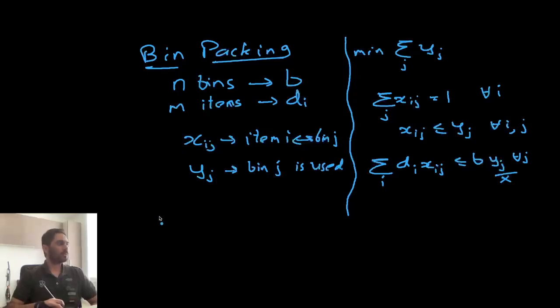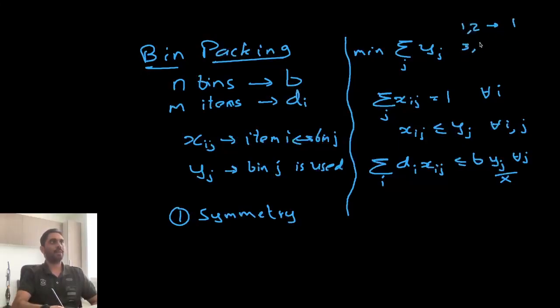Now, there are two problems with this. So one is symmetry, right? Symmetry is basically that I can have, let's say, items 1 and 2 in bin number 1 and items 3 and 4 in bin number 2, and I can swap these two, right? So I can put 1 and 2 in bin number 2 and 3 and 4 in bin number 1, and that's exactly the same solution for our purposes. So that's kind of extra work for the solver to remove all of these equivalent solutions. So either with pruning or with finding solutions, it has to basically iterate through all of these solutions, right?